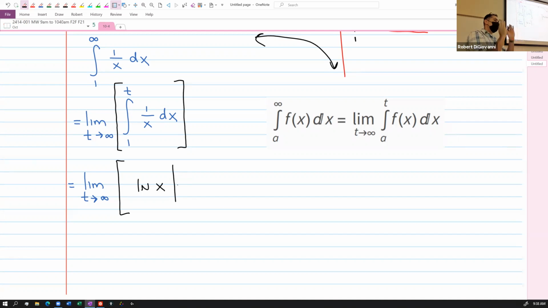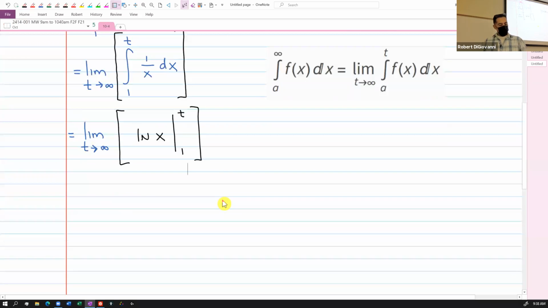The reason you need the absolute value when you're doing indefinite integrals is because you don't know what x is, right? So you have to have the absolute value there. Here, we know we're looking from 1 to infinity, so x will never be negative, so we never have to worry about the absolute value or getting negatives inside the natural log. So I'm just going to put natural log of x. I'm going to go from 1 to t.